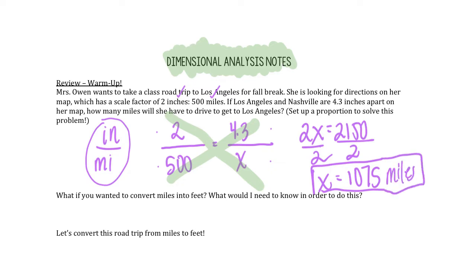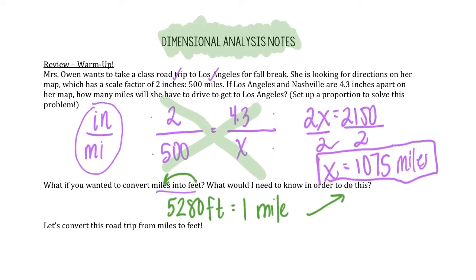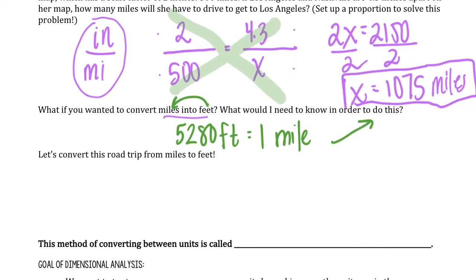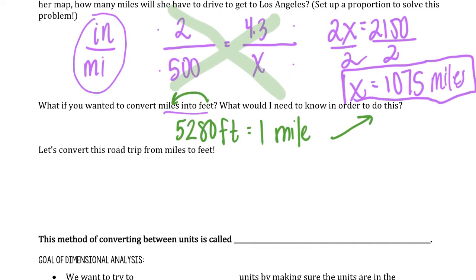Now, if we wanted to convert those miles into feet, we would have to know an additional piece of information. We'd have to know what? We'd have to know how many feet there are in a mile. So if I told you that there are 5,280 feet in 1 mile, we could use that to convert the 1,075 miles. Even though this is a really basic problem, we're going to use the T-chart that we're going to use in the notes to help us out.